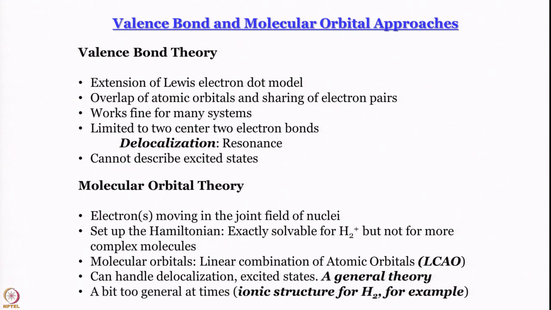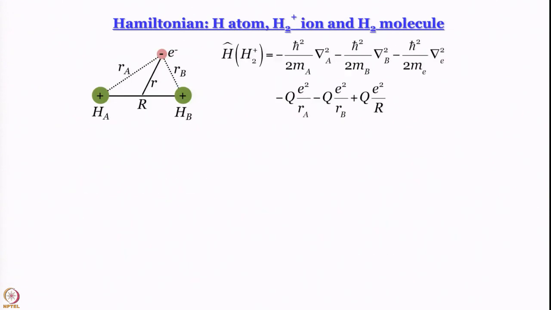Perhaps I might seem like I am talking in riddles, because I said the same thing for VBT. What is advantage is also the disadvantage. I am saying the same thing for MOT, what is advantage is also the disadvantage, but it is true, that is how it works. Unchecked advantage can become a disadvantage, as we will see, that sometimes it is a bit too general. The ionic structure of H2, for example, is grossly overinterpreted if you use molecular orbital theory, but that will be the story for another day.